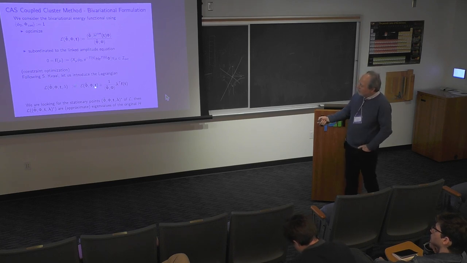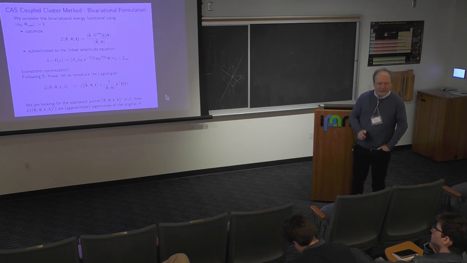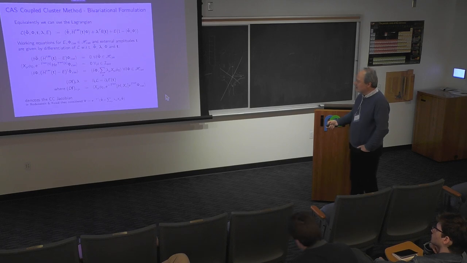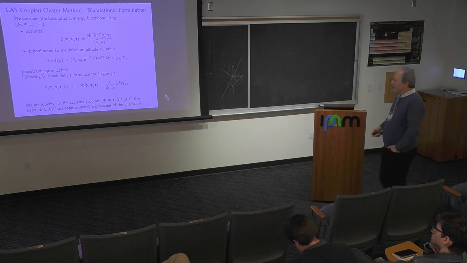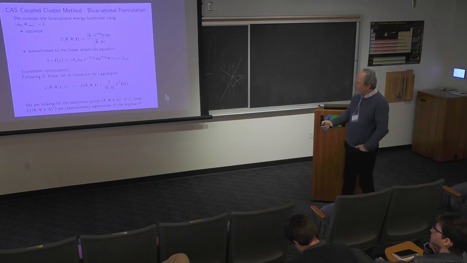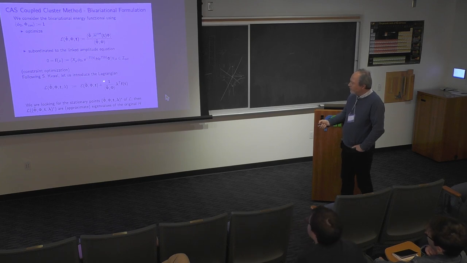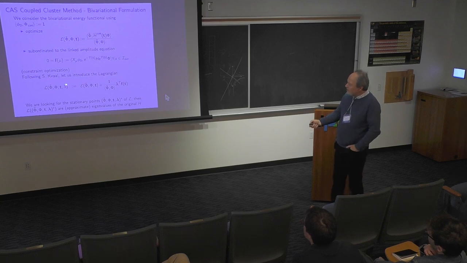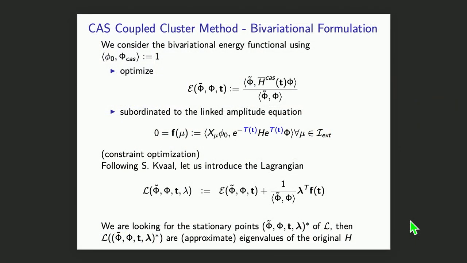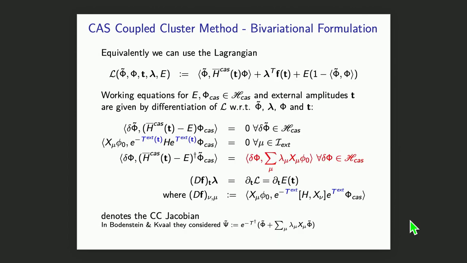Okay, so we are introducing the following Lagrangian. And then the coupled cluster method becomes variational in a certain sense, because now we can really derive the working equations by looking for the stationary point of this Lagrangian. But with this Lagrangian, we get new variables, namely this lambda, this capital lambda, and this adjoint phi tilde. And let us look at how this looks.